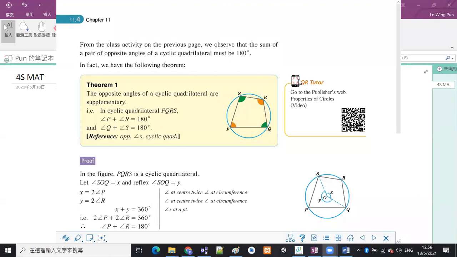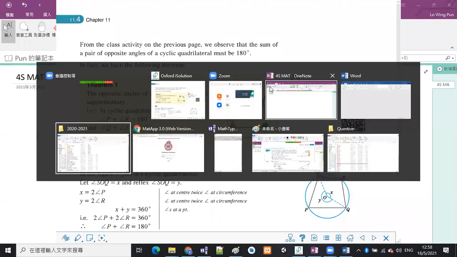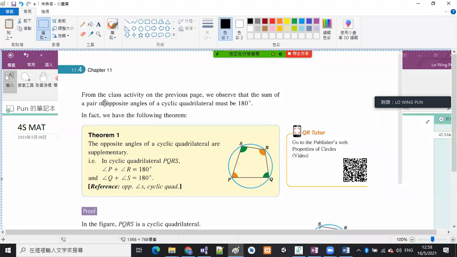In fact, what we have learned in junior forms about those geometry reasonings will be applicable to chapter 10 and chapter 11. So we may prove some parallel lines or isosceles triangles or congruent triangles or similar triangles and so on. Okay, so let us go to page 11.4. So I will start with this theorem 1 directly. Let me paste it here first.